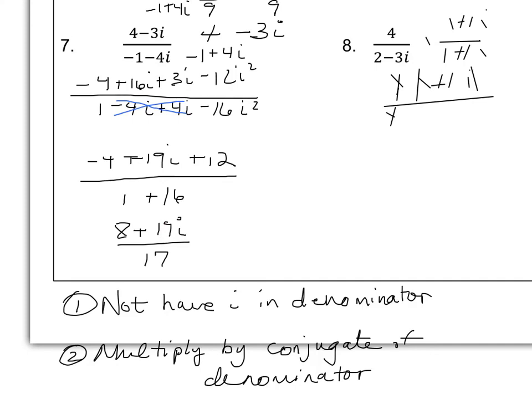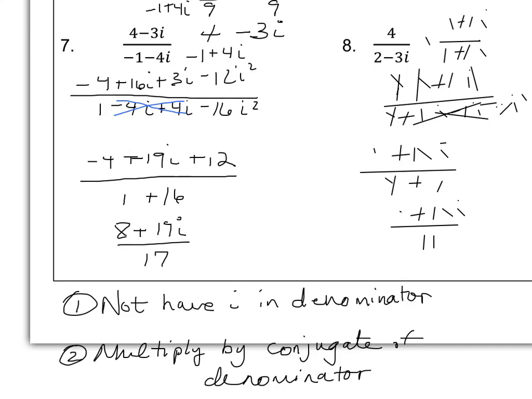So if I FOIL the bottom, first times first is 4. Outside is positive 6i, inside is negative 6i, and last is negative 9i squared. On the top, if I distribute that, I get 8 plus 12i. On the bottom, again, my middle terms are going to cancel. And I've got 4 and then plus 9. And then to finish it up, I've got 8 plus 12i, all divided by 13.